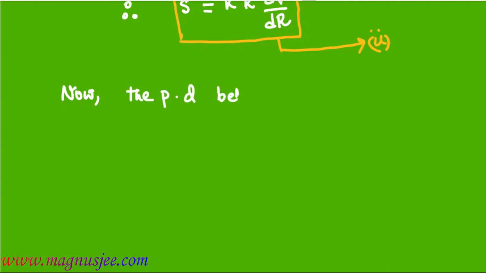Potential difference between the two ends of the resistance Q, that is between the 2 points B and C, is given by VB minus VC equal (I1 minus Ig) into Q.